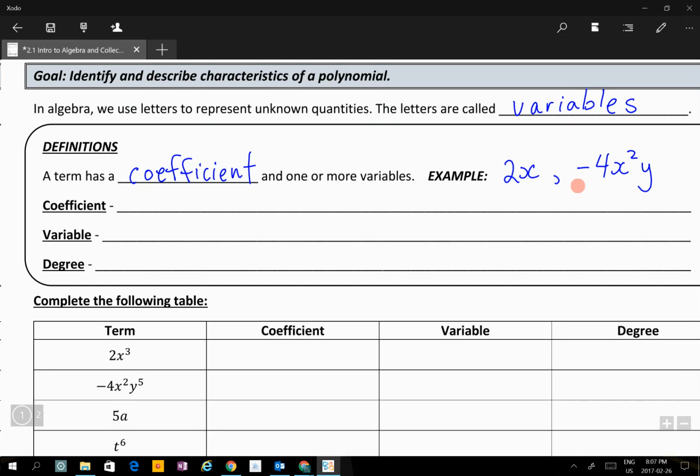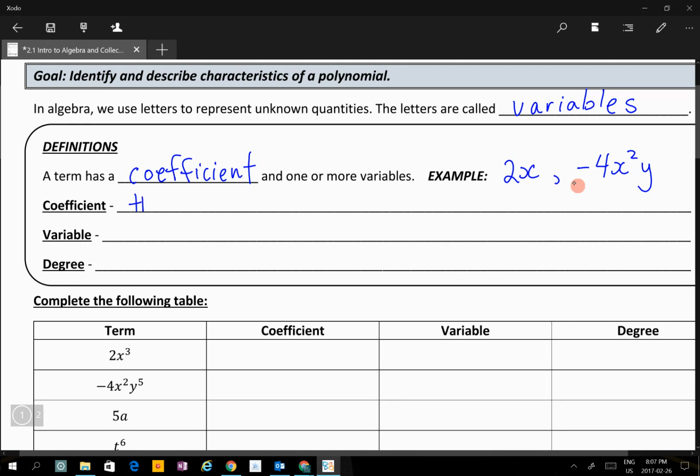Well, coefficients are the number in front of variables. These are the numbers that come before the variables. In front, meaning as we read from left to right, the first thing we see is the thing in front, which is the coefficient 2. Here, as we read from left to right, the thing in front that we see here is a negative 4. So the coefficient is always the number in front of the variables.